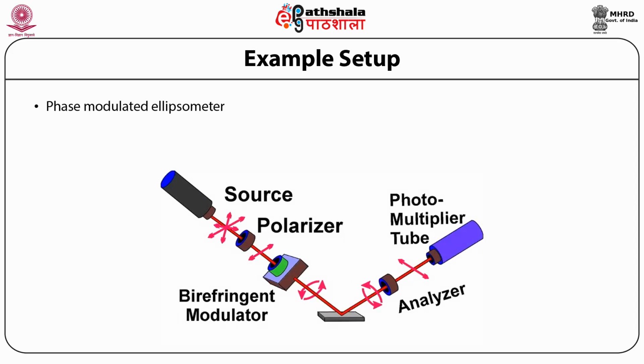Next is the phase modulated ellipsometer. So here students, we are not using any kind of retarder and we seek rho equal to Rp by Rs. Using a polarizer and birefringent modulator, the source light is incident on the sample and then through the analyzer it is collected through a photomultiplier tube.